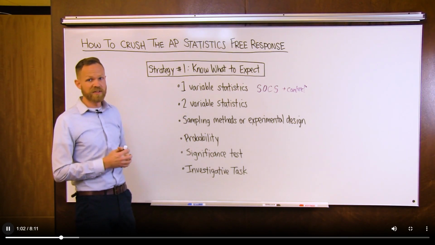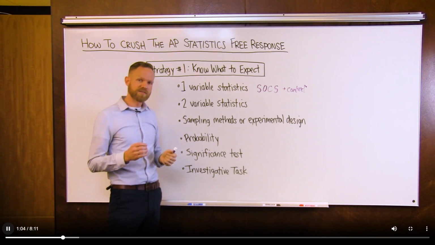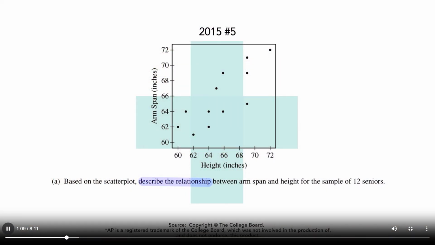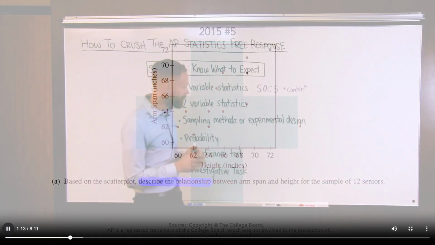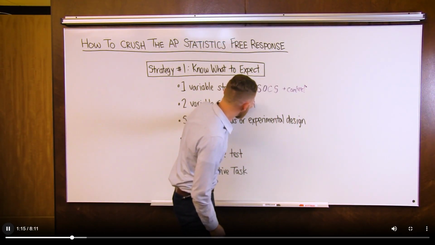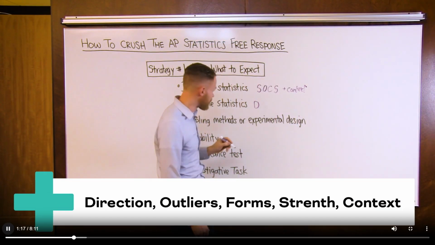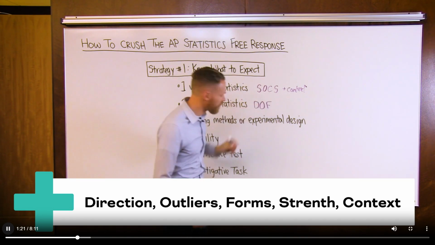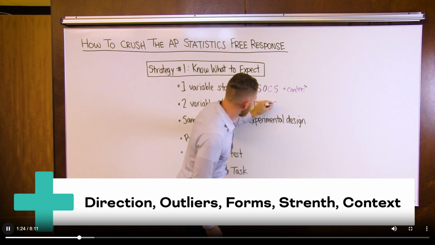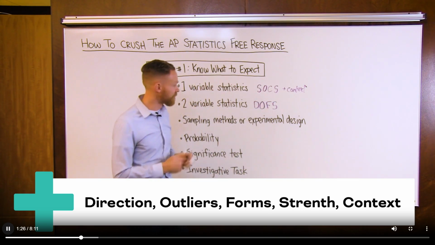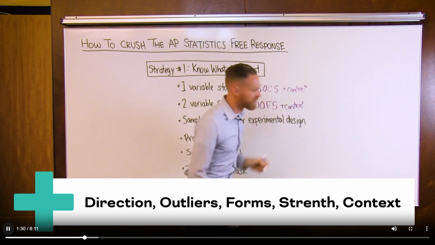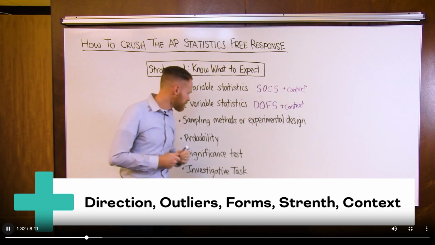Next type of question that you might see is 2 variable statistics. And most often in those questions, they will ask you to describe the relationship between the 2 variables. So for this one, in your response, you're going to want to make sure that you address the direction of the relationship, any potential outliers, the form of the relationship, and the strength of the relationship. And once again, you're going to want to make sure that you include the context of the variables there.